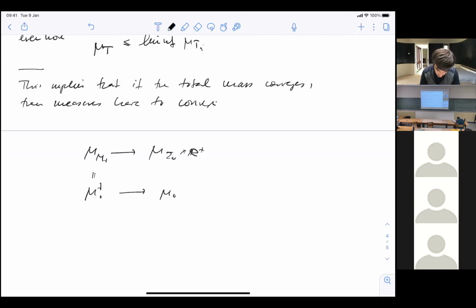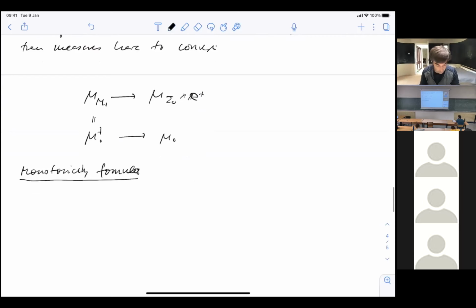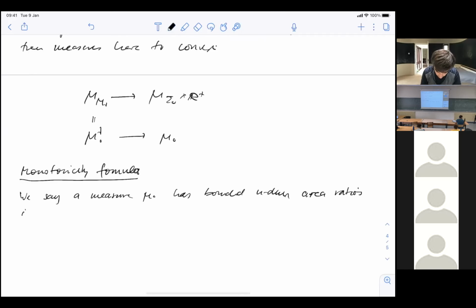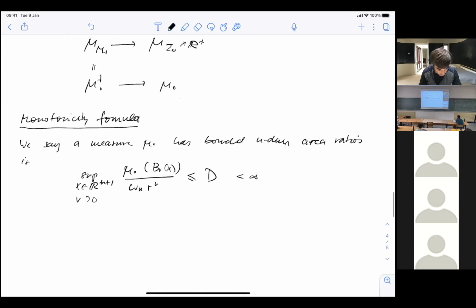Now let's go to the monotonicity formula. Here just a natural definition. We say a measure mu 0 has bounded n-dimensional area ratios if we have the following inequality. If we take the supremum over all possible centers x in R^(n+1) and all radii r of mu 0 of B_r(x) divided by omega n r to the n, this is just the measure of the unit Euclidean ball, is less than D, which is less than infinity. So these are bounded n-dimensional area ratios. Let's call this one star. You need it a few times today.